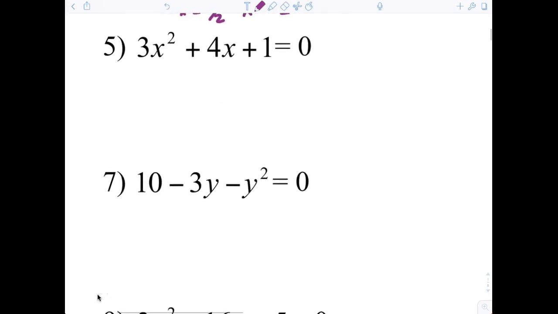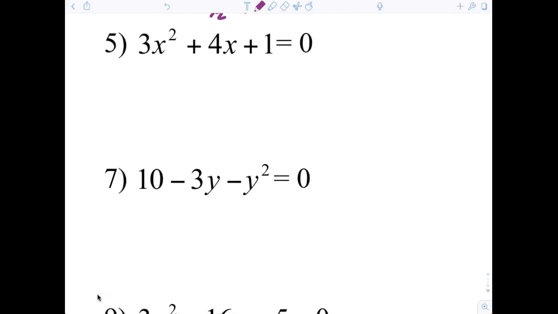All right. Number 5, chop, chop. Let's go. Factor, factor, factor. Good. Two sets of parentheses. Good. The only factors of 1. Wow. Well, 7 equals 0. You're done. I told you.